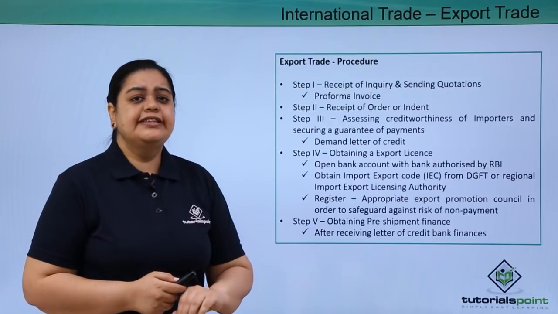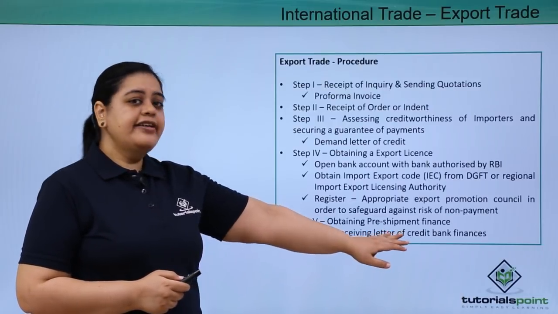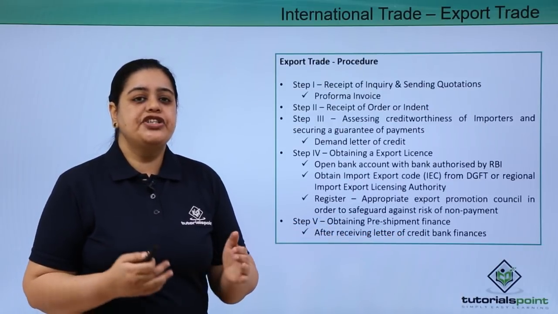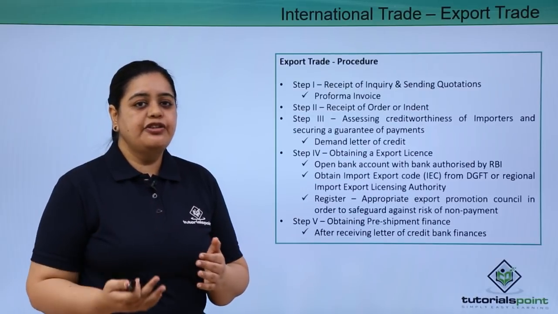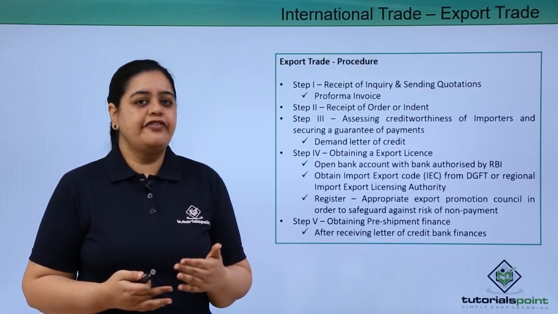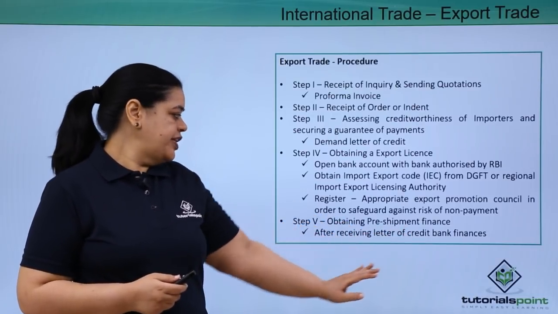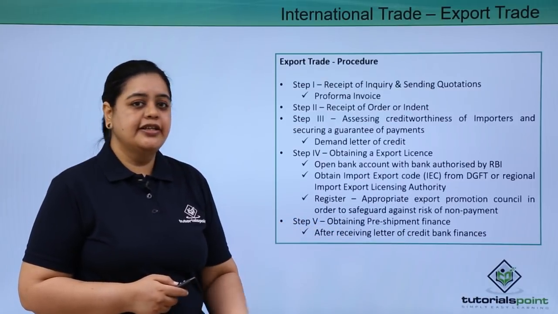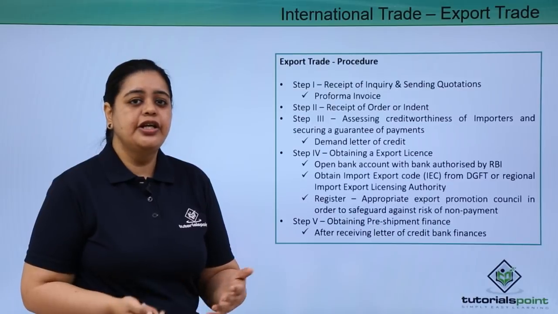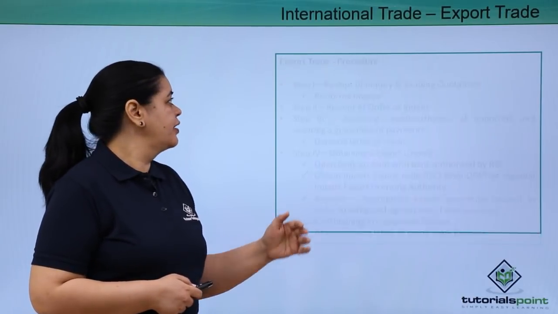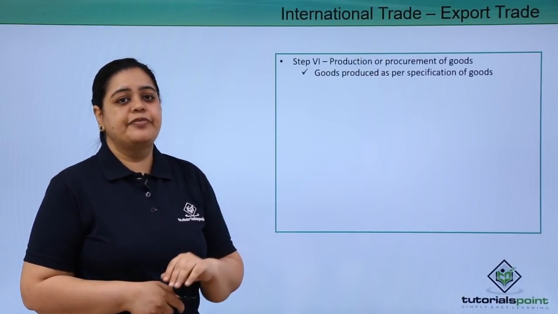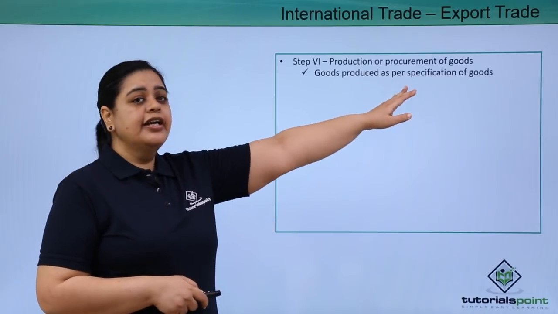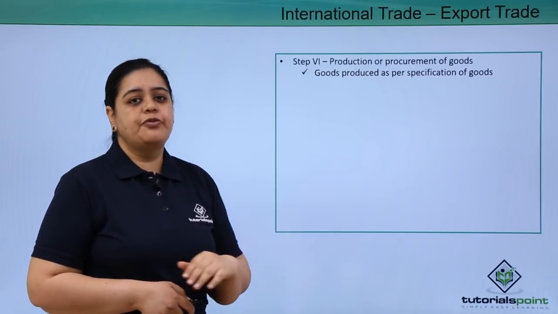Now comes step number 5. What is step 5? You need to obtain pre-shipment finance. To carry out the order, obviously you require finance. So you can obtain the pre-shipment finance after you have received the letter of credit. The bank will finance your export order. Now what is step number 6? This is nothing but the step of producing or procuring goods.